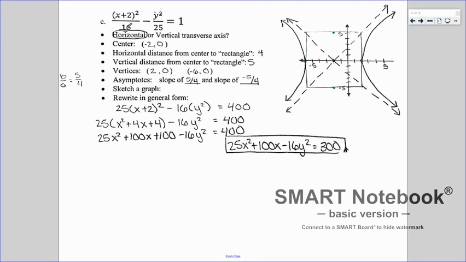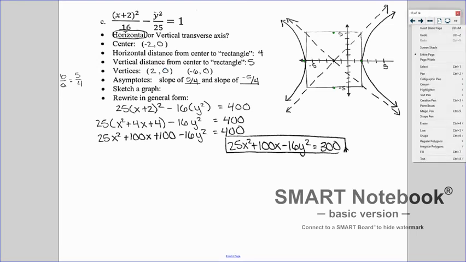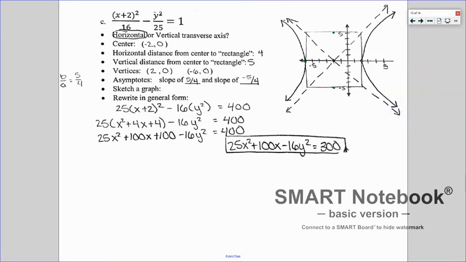And then this one, 16 and 25, they don't have any factors in common. 25 is 5 times 5. 16 is 2 to the 4th, or 4 squared. Nothing in common. So on this one, I'm going to have to multiply by both of those. So I'm going to multiply by 16 times 25 on that, 16 times 25 on that, and 16 times 25 on the right-hand side as well.